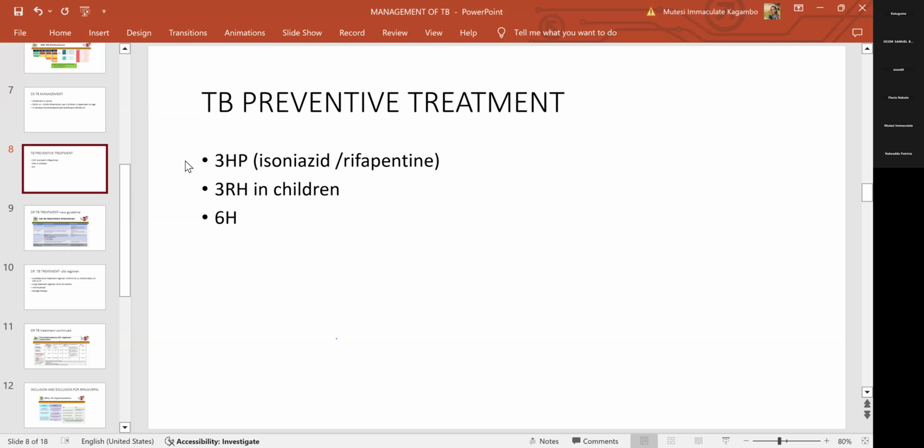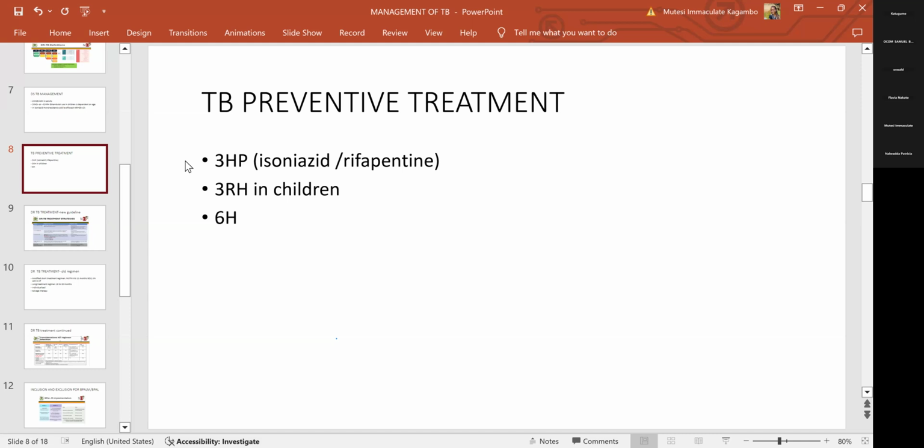In children, they use rifampicin and isoniazid for prophylaxis. They do not use 3HP. So rifampicin used in children is still not well researched. This 6H is the older version of TPT, where we would give isoniazid for 6 months, 300 milligrams. So those are the different drugs used to eradicate latent TB.